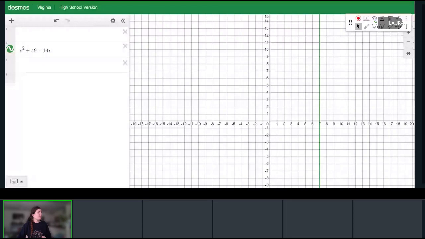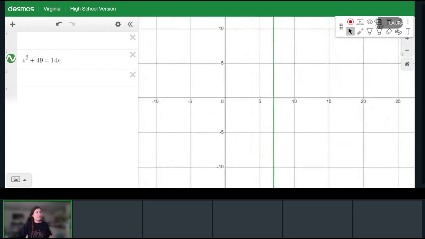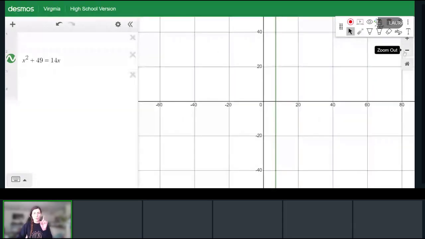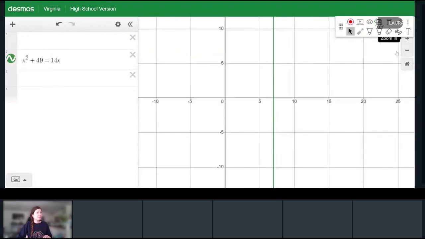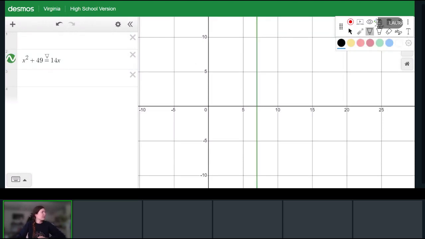So looking here, we can see I put my function in, x squared plus 49 equals 14x. And we see that even as much as I zoom out, it only looks like we have one solution. I wonder why that is. The solution is 7. But quadratics usually have 2 solutions because they hit the x-axis 2 times. Let's see why that is. I'm going to solve this for 0. So it looks like we have to get the right side equal to 0. So we're going to subtract 14x on both sides.